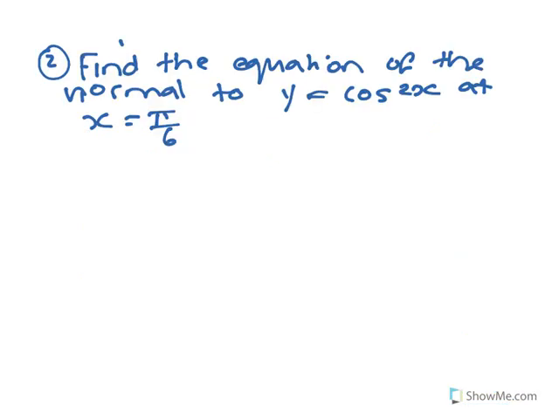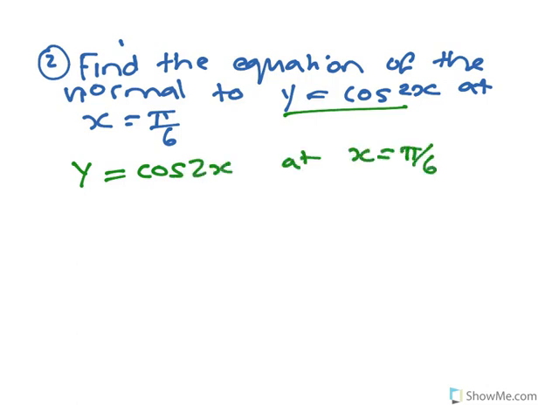I'm going to look at a trig example. So we're going to find the equation of the normal to the curve y equals cos 2x, and we want it at x equals pi on 6.